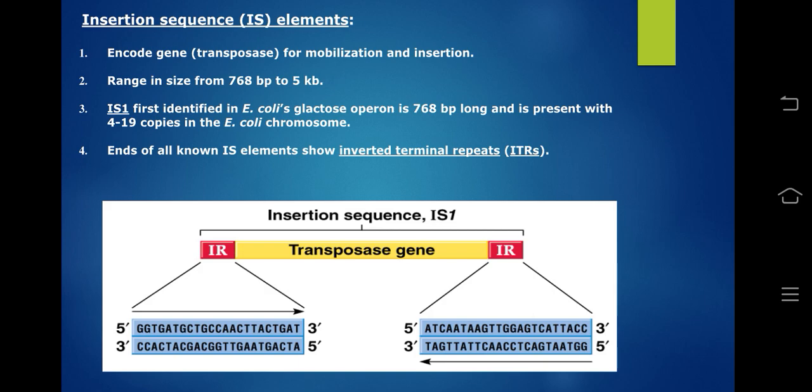Insertion sequence elements encode the gene for transposase for mobilization and insertion. They range in size from 768 bp to 5 kb. IS1 was first identified in the E. coli galactose operon as 768 base pairs long and is present with 4 to 19 copies in the E. coli chromosome. Ends of all known IS elements show inverted terminal repeats or ITRs. Insertion sequence IS1 transposase gene.